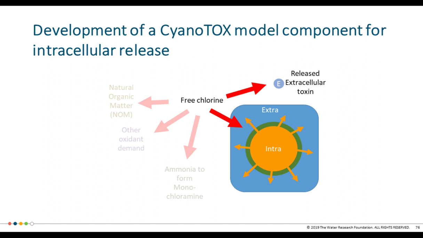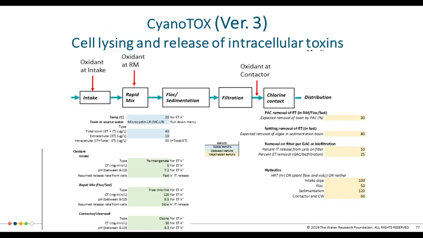Now, I want to talk briefly about the release module that has been developed. It's under review and testing right now, and it'll be released maybe within weeks, hopefully. So we've seen this plot. When you hit a cyanobacteria cell with an oxidant, you get release, and then the free chlorine could oxidize other things as well. So the way this module is set up is you have a water treatment plant, and you can enter oxidants at 3 locations for this program. One is at the intake, one is in the rapid mix, and one is at the contactor.